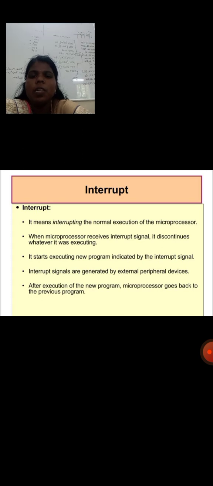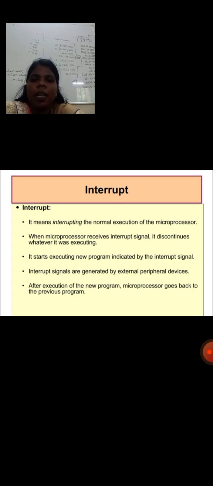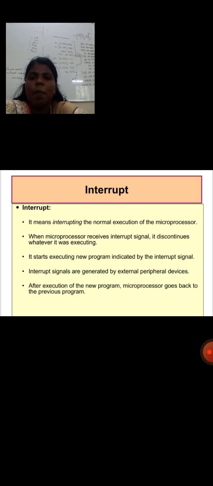Interrupt means interrupting the normal execution of the microprocessor. Which interrupts the normal execution of the processor is known as an interrupt. When the microprocessor receives an interrupt signal, it discontinues the operation, whatever it was executing. It starts executing a new program indicated by the interrupt signal. Interrupt signals are generated by external peripheral devices. After execution of the new program, the microprocessor goes back to the previous program.